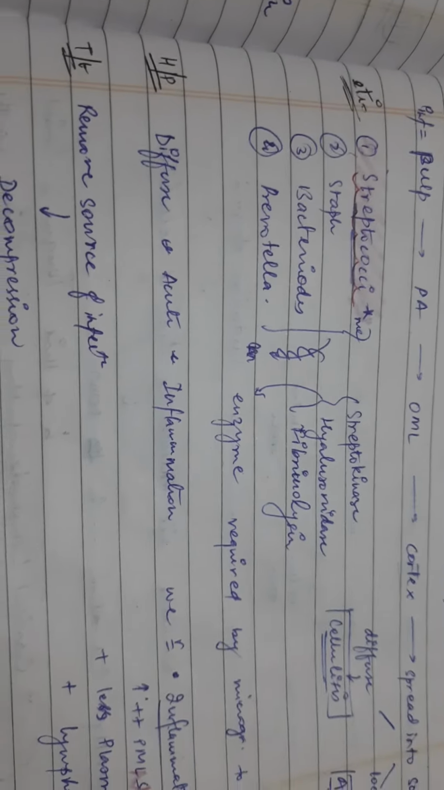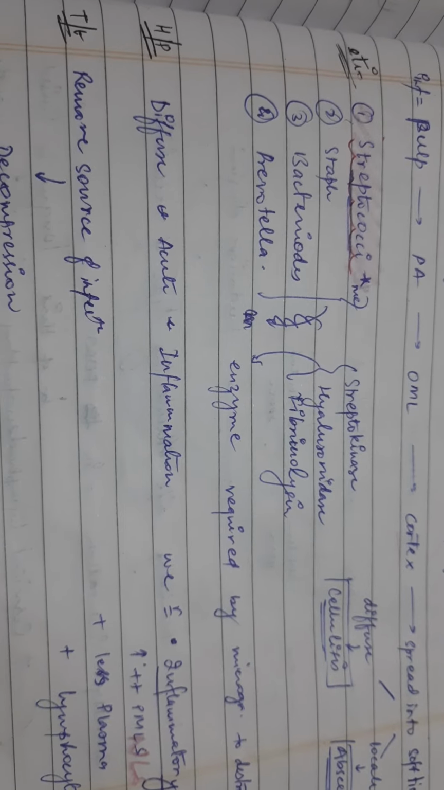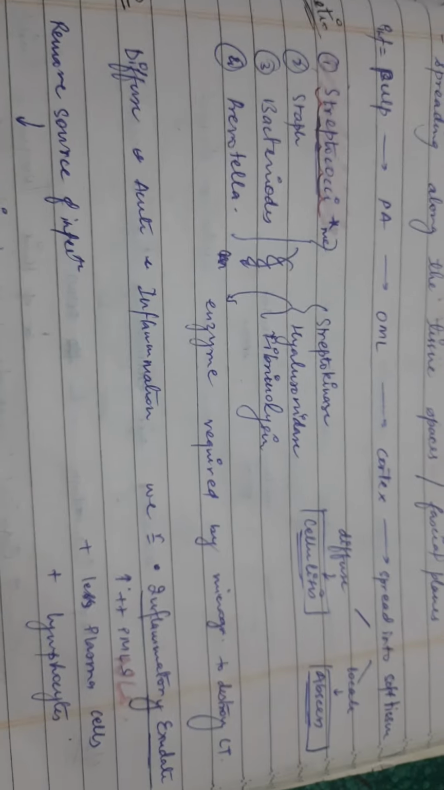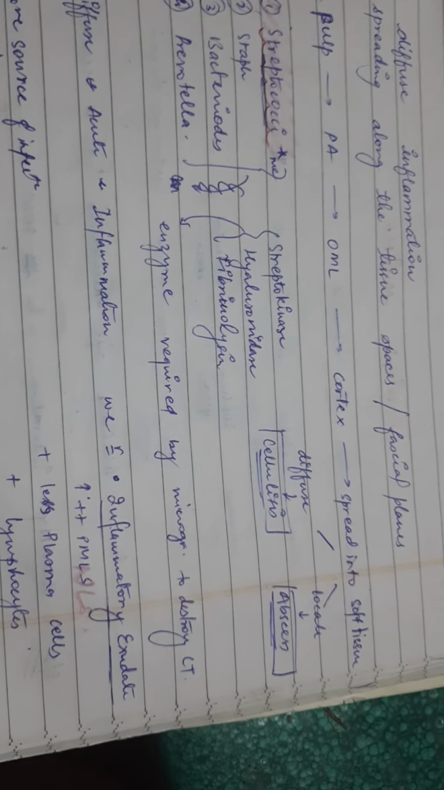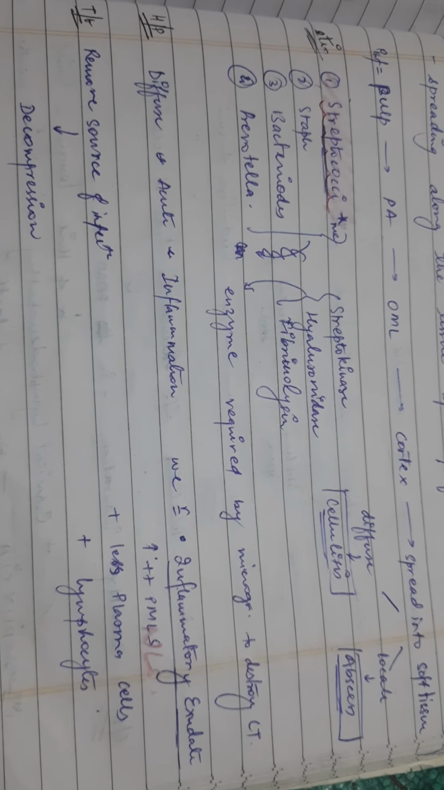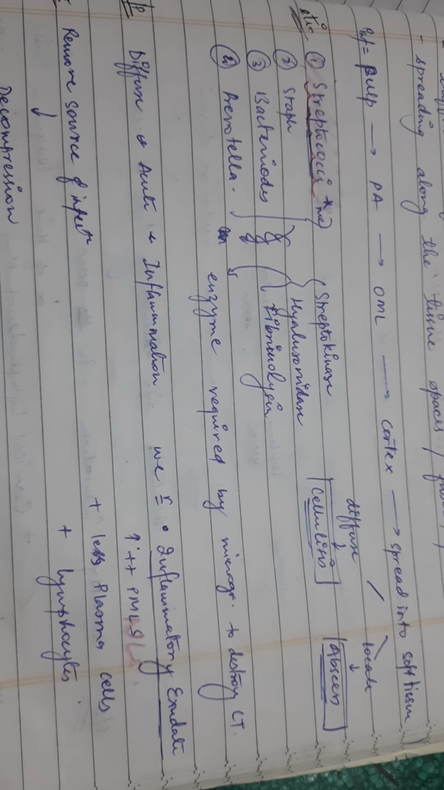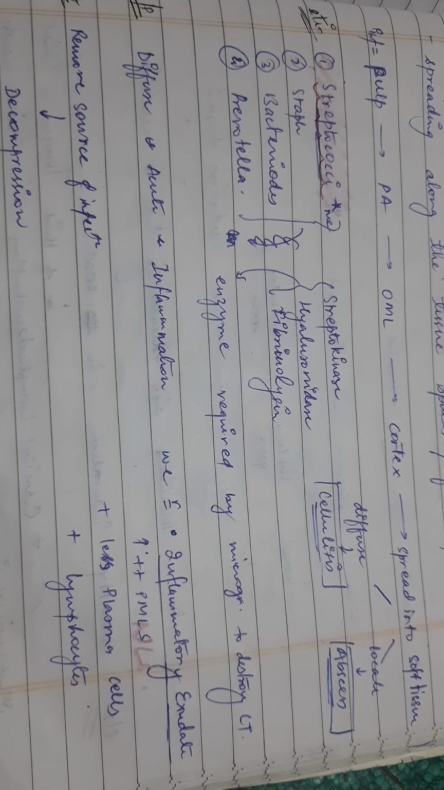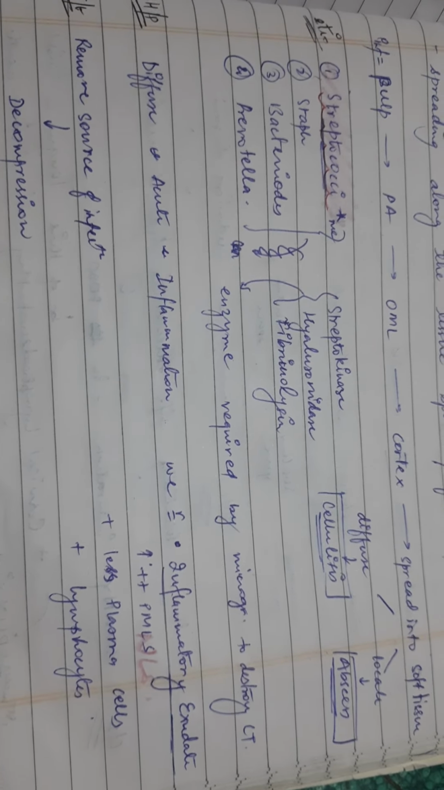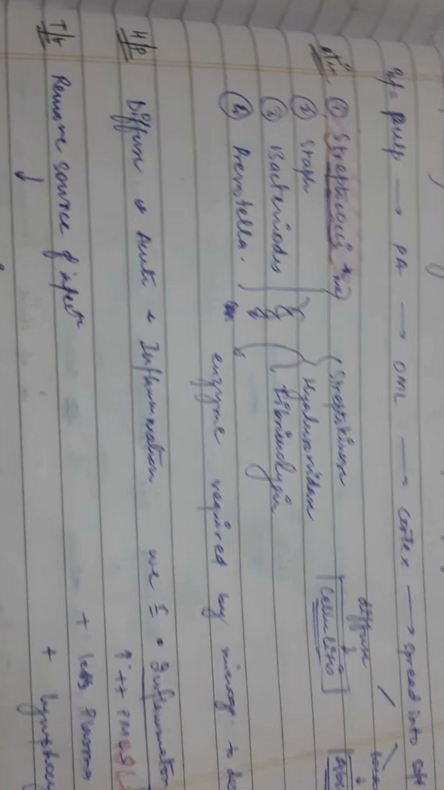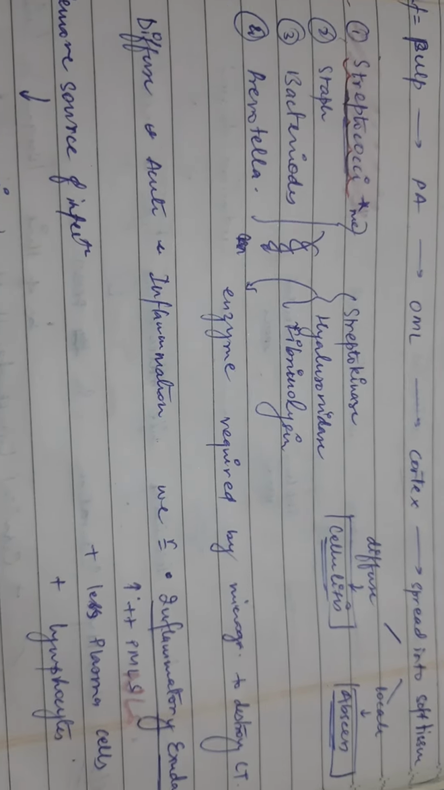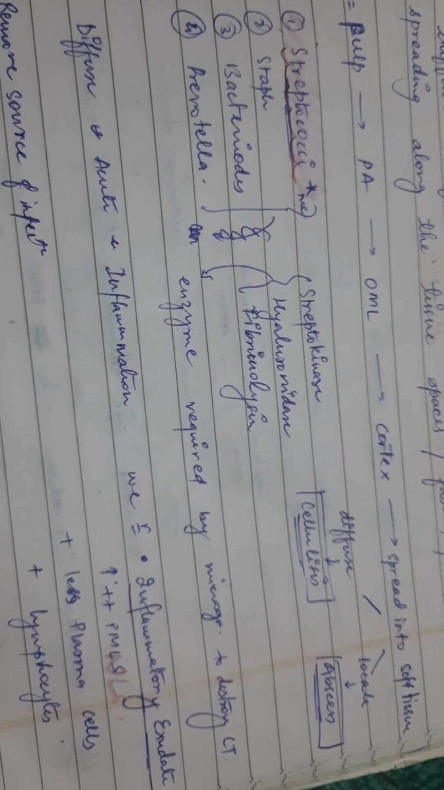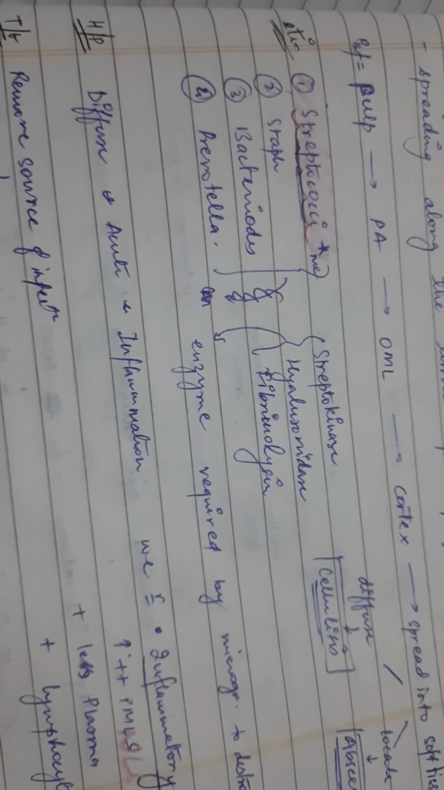Then histopathology: diffuse acute inflammation is present. Here we see inflammatory exudate, increased PMNLs, and fewer plasma cells and lymphocytes. So increased PMNLs, same as we have seen in acute suppurative osteomyelitis.